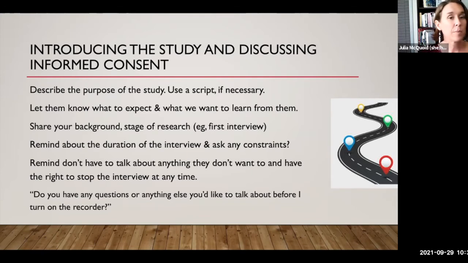Also remind the participant that they really don't have to talk about anything they are not comfortable talking about. If I ask you about something and you're not comfortable responding, just say, let's skip that and move on, and I'll skip it and move on. The participant also has the right to stop the interview at any time. And the last thing I say before I turn on the recorder is to check in: do you have any questions or anything else you'd like to talk about before I turn on the recorder?